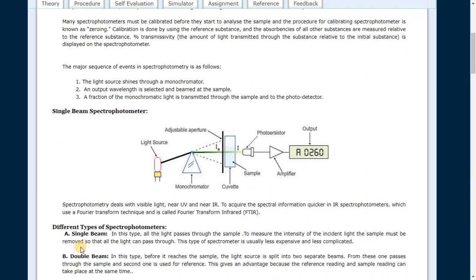So you have the light source, and here the monochromator, and then this part here is our cuvette, which contains the test sample. Further on, there are photoresistors which detect the light that was able to pass through, and then the amplifier, and then the output, which displays what was read. So this is the sequence. The light source shines through the monochromator. The output wavelength is selected and beamed at the sample, and a fraction of the monochromatic light is transmitted through the sample to the photodetector, and is displayed here.